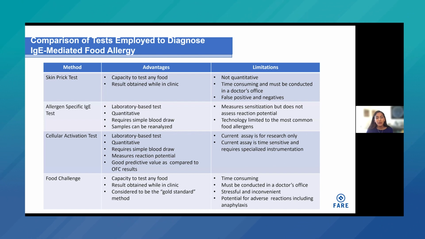Now, everything we've talked about so far is concerning IgE-mediated food allergy. And here we summarize the various pros and cons of each type of medical test used in conjunction with medical history to diagnose classic food allergy. So this is our menu of tests so far.